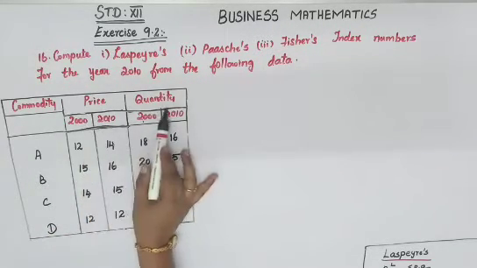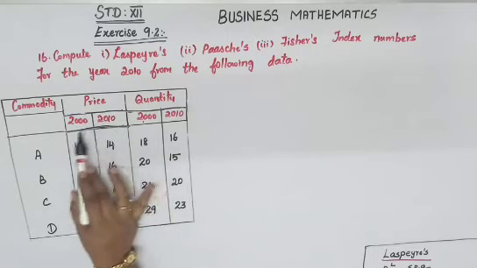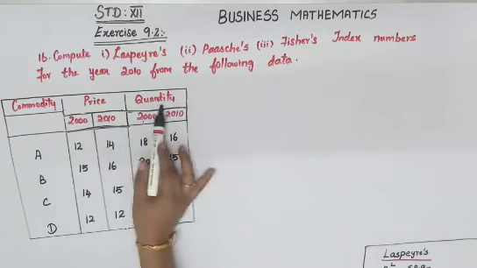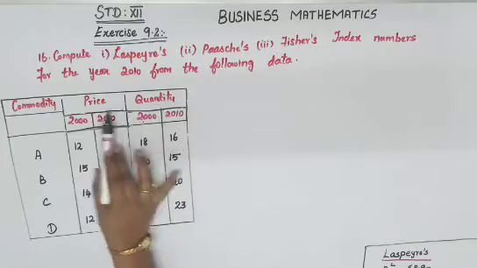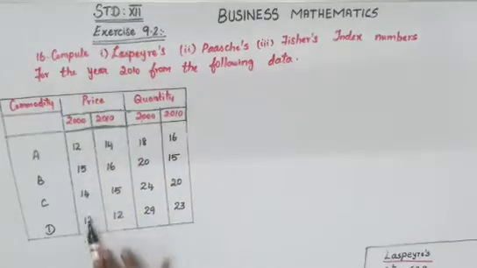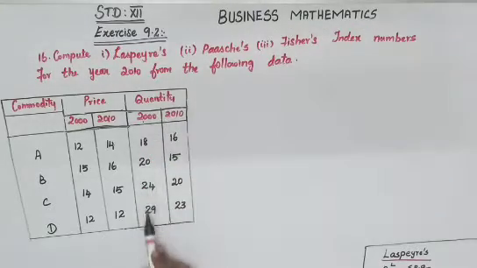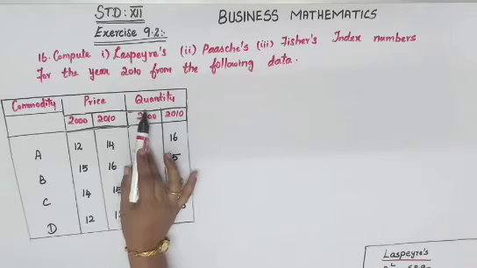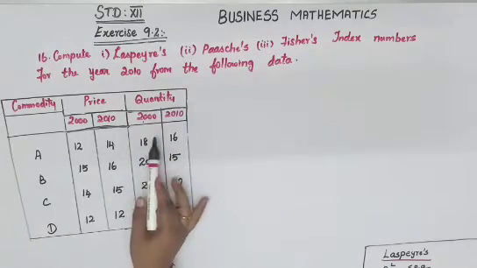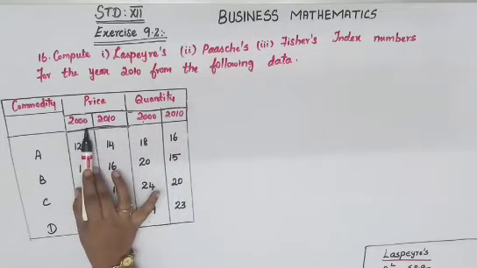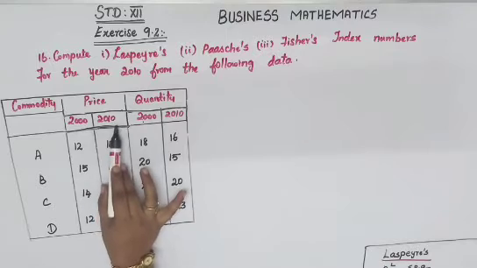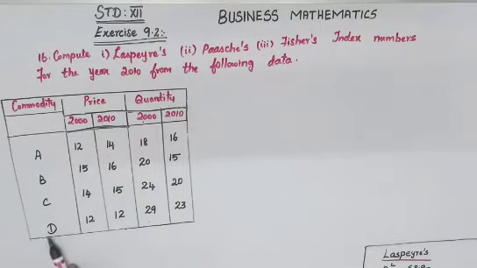Normally the years will be given with price and quantity together, but here they are separate, so be careful when you are taking it. Prices for 2000 and 2010 are given, and the quantity again for 2000 and 2010. So we'll have to arrange the price and quantity together for the base year and current year. Your base year is 2000 and your current year is 2010.